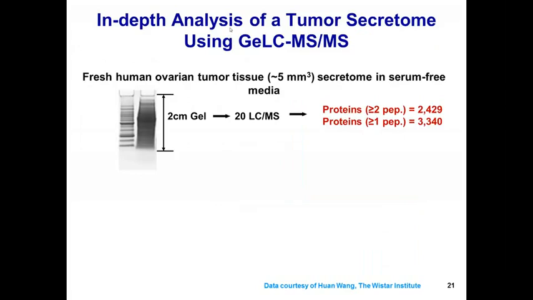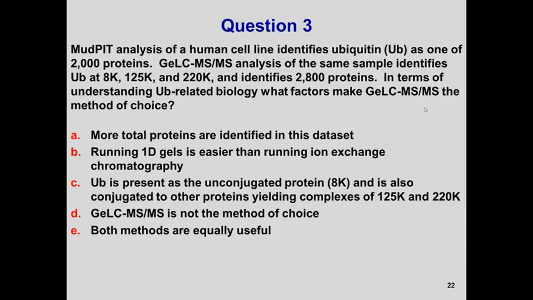Similarly, we can look at secretomes from samples such as ovarian tumors and obtain thousands of proteins from a moderate number of gel slices. So question 3: MudPIT analysis of a human cell line identifies ubiquitin, which is an 8K protein, as one of 2,000 proteins. Another analysis of the same human cell line uses gel LC-MS and identifies ubiquitin at 8K, 125K, and 220K. And it identifies a total of 2,800 proteins.